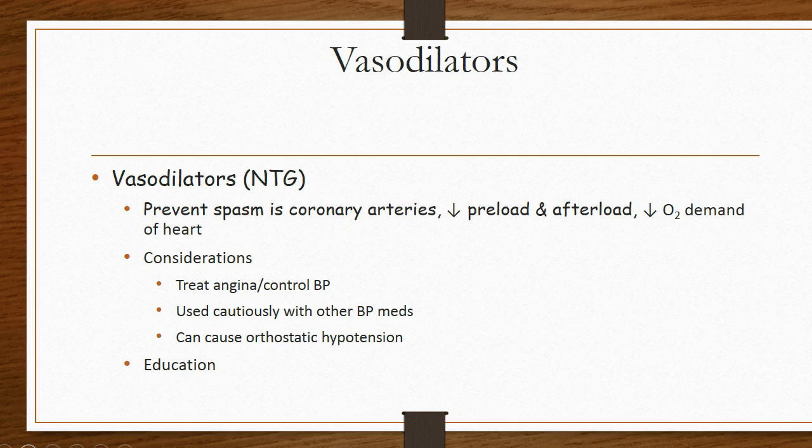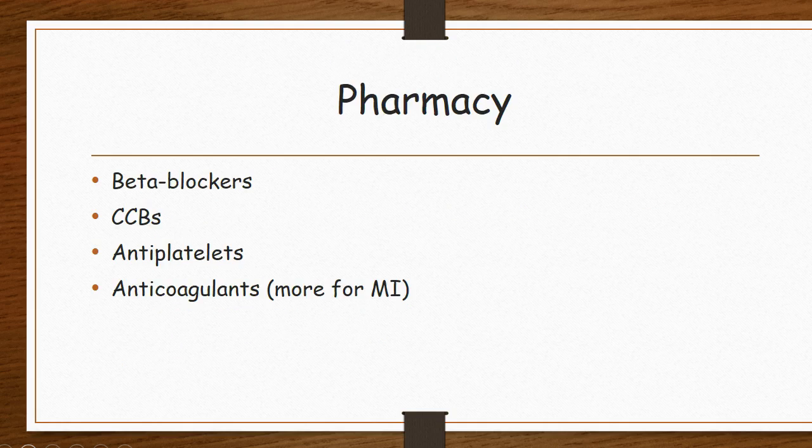Please, please, please know your nitroglycerin education. Box 14.3, page 428 in your book. Please read it. Other things, beta blockers, we've talked about those. Calcium channel blockers. Important for variant angina.